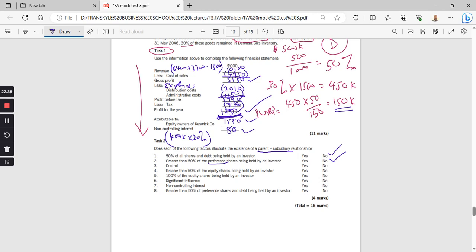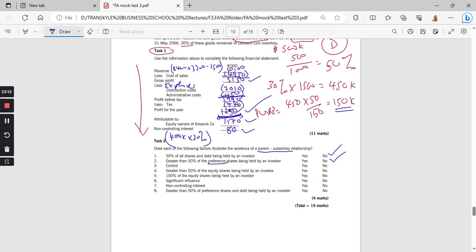So even if in terms of IFRS 9, the irredeemable preference shares are considered as equity, that alone cannot give you the control that is given to the ordinary shareholders. Based on that argument, you can't say owning more than 50% of preference shares makes you the parent. So the answer there is no.